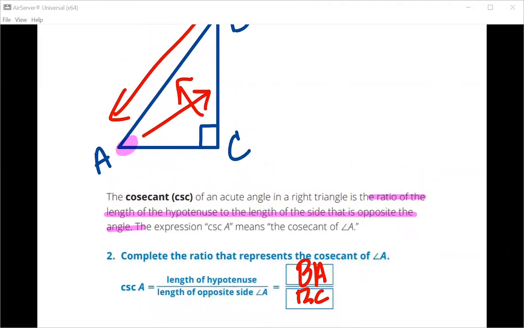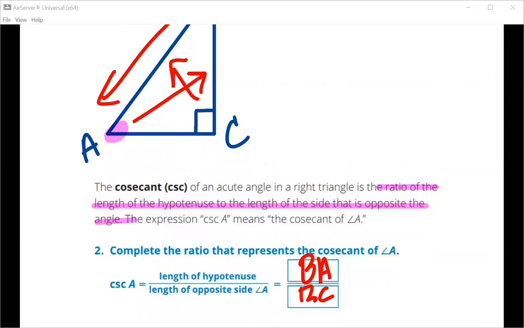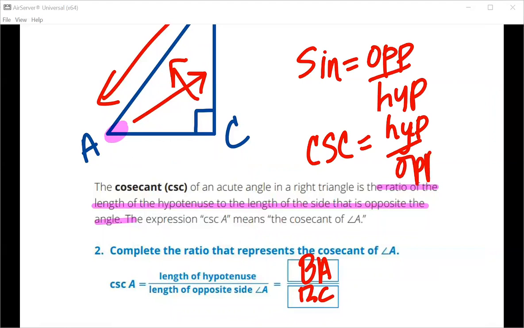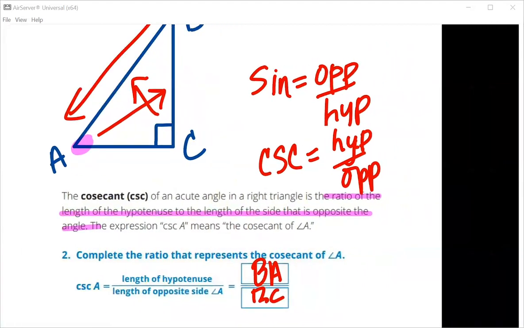So now, what do you notice? I noticed that for my sine, I was looking for the opposite over the hypotenuse. For the cosecant, I'm looking for the hypotenuse over the opposite. So if you notice, the sine and the cosecant are essentially flips of one another, or reciprocals. Let's put some numbers to this.